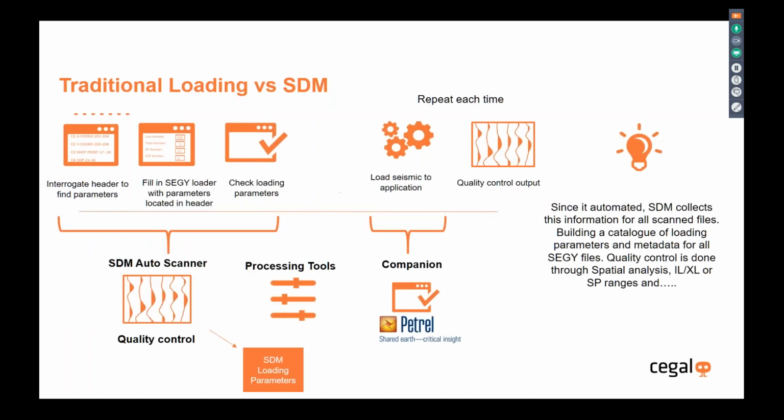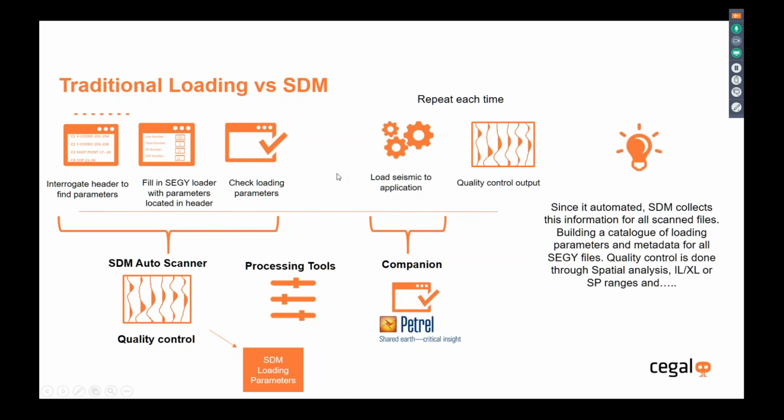The next part where we think the SDM is a modern solution is related to loading and quality control of seismic data. So first I'd like to present this diagram where in the upper part above the line, we show the traditional workflow for loading seismic data. When you need to load a seismic dataset to an application, you typically need to use some sort of utility to interrogate the header to find parameters, copy these parameters over to a loader where you then do some sort of validation. You then proceed with the loading to the application, after which you can quality control.